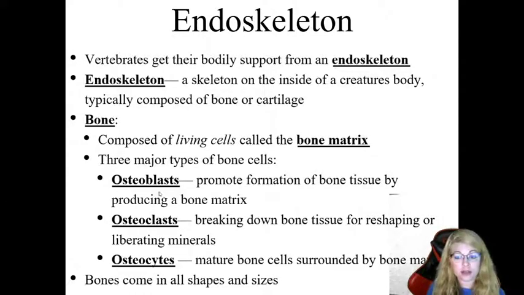Then we have osteoclasts. These break down bone tissue for either reshaping or liberating minerals like calcium that are contained in your bone. Sometimes your blood needs more calcium, and so the osteoclasts have to come in and break down your bone to get that calcium out and into your blood. And then lastly, we have osteocytes. These are the mature bone cells that are surrounded by the bone matrix. And of course, you know that bones in general come in all shapes and sizes, and you'll have an opportunity to study those way more in depth at a future time.